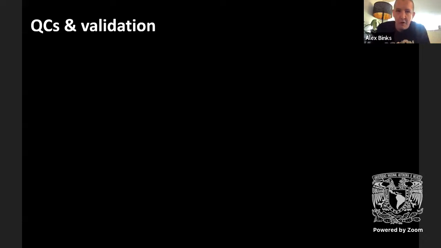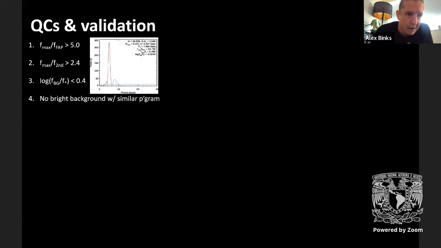I'm only going to go through these quickly just for time. But essentially what we're doing is seeing how sharp the periodogram signal is. Is the power you get from the periodogram much greater than, say, the second highest peak, or compared to, say, the false alarm probability level? So we've got some factors to take care of with that.